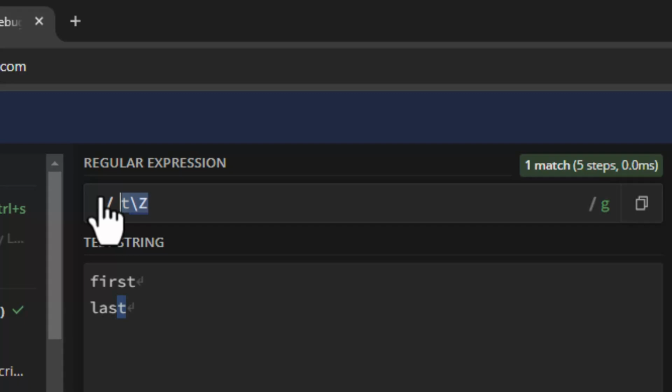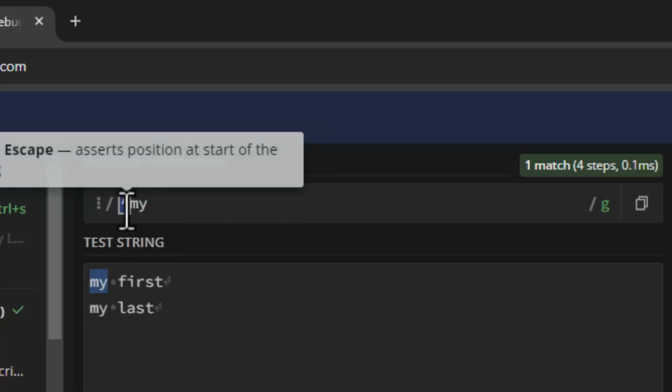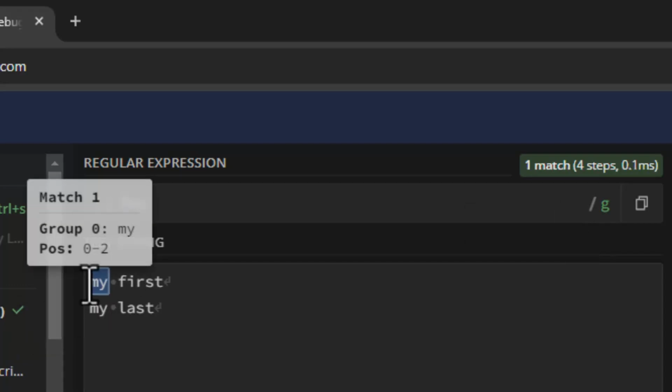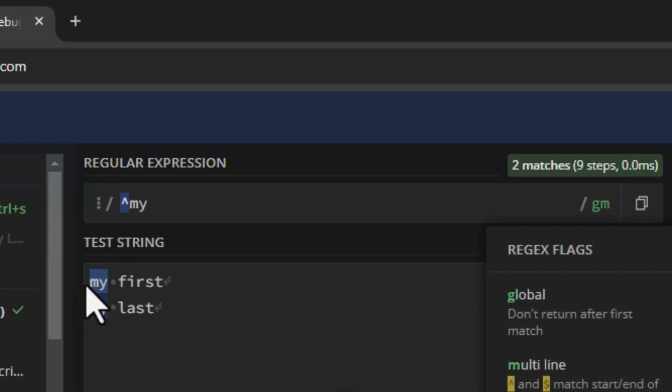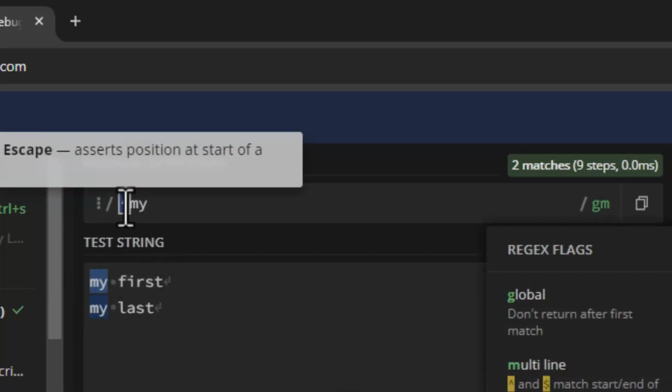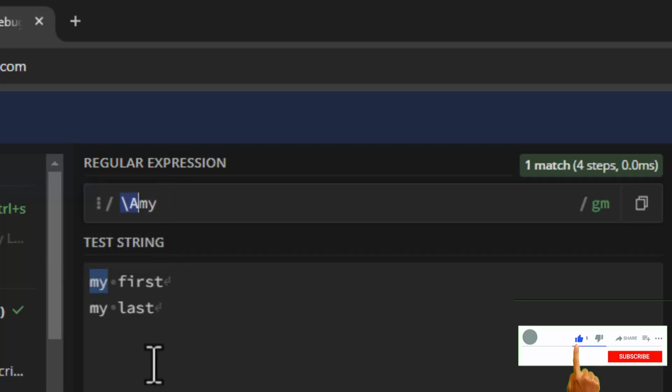Let me quickly show you the example for caret and backslash A as well. So I can say my first and my last, and now it should match. So the caret without multi-line flag is only selecting the first characters of the first line. With multi-line flag, they are going to select both of these. But if I replace caret with backslash A, then only the first word of the first line is going to be selected, and it is not going to be affected by multi-line flag. That's the behavior you are stuck with.